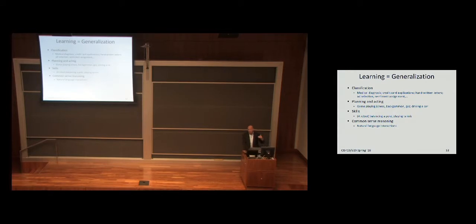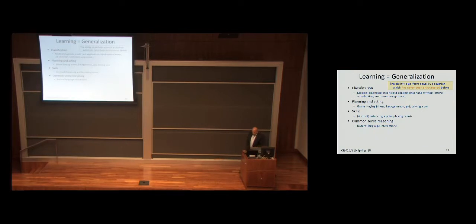Every machine learning driven task that you think about could be direct classification, medical diagnosis, credit card applications, identifying handwritten letters. It could be planning and acting, game playing, driving a car. It could be a robot performing various skills, or it could be a common sense reasoning type task, like natural language understanding. In all these cases, the ability to perform a task in a situation which has never been encountered before is the real challenge that we have.